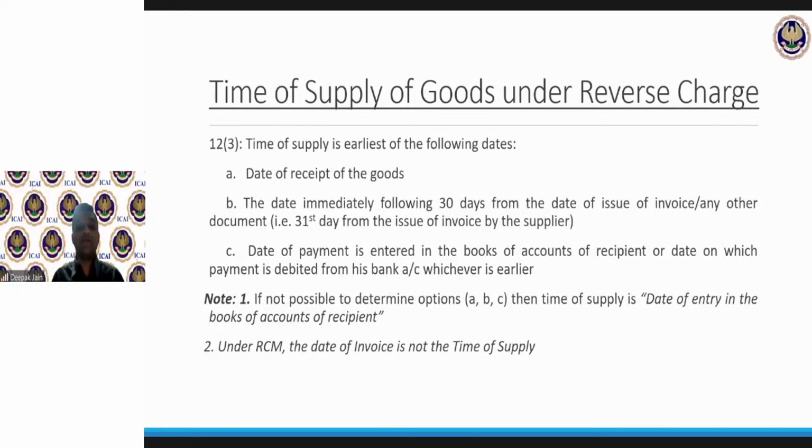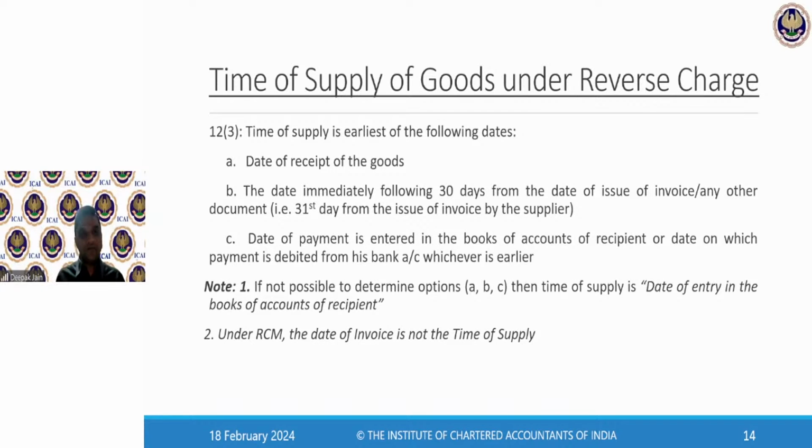Now, in case of time of supply under reverse charge, the time of supply is the earliest of the following: date of receipt of the goods, or the date immediately following 30 days from the date of issue of invoice. So if there is some supply of goods on which reverse charge is payable, what is the time of supply? Like how we have said, for supply of goods, the time of payment is not relevant, but for reverse charge, that's not true. The exception says the relief of not paying GST at the time of receipt is only when tax is payable under forward charge.